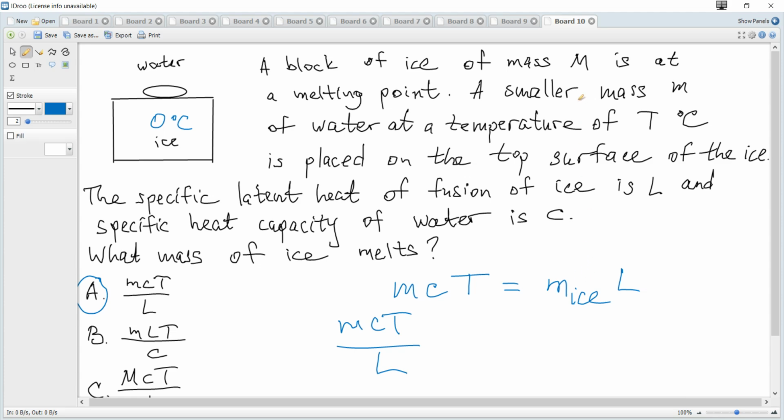And again, we don't consider total mass of ice. The energy from water is transferred into some amount of ice which melts completely, and all the time during melting the temperature remains the same at melting point, so it's always 0 degrees Celsius. And that's all for this question.